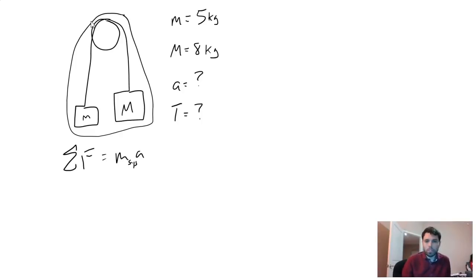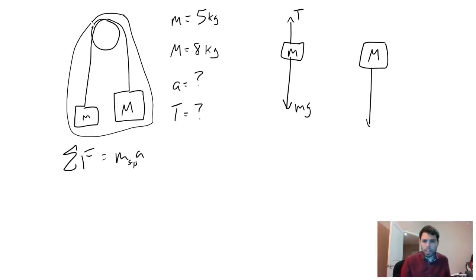So let's draw a free body diagram for each weight. We have little m, and it's got its weight down, mg, and its tension up. We have big M, and his weight down, and his tension up, right? Now, these tension forces are the same, but they cancel out because they're both internal to the system.